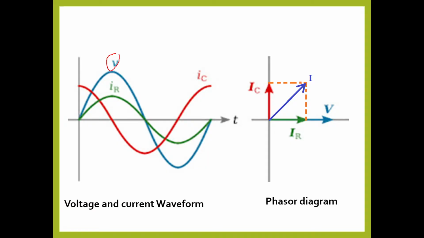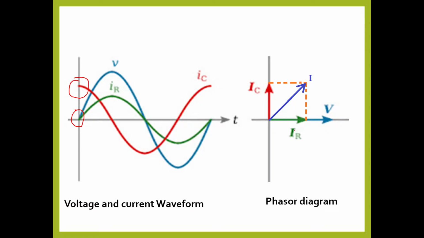This is our source voltage. With this source voltage, resistive current will be in phase. So see here, both are starting and ending at the same instant. Whereas capacitive current will lag voltage by some angle or lead voltage by some angle, isn't it? Capacitive current will not lag, it is leading. You see, when the voltage is still 0, current is maximum. So capacitive current will lead voltage by an angle of 90.